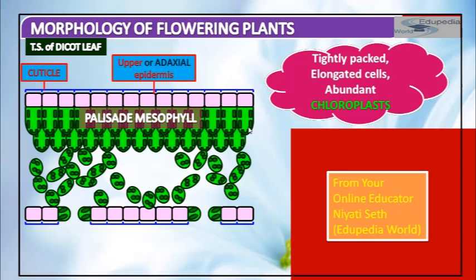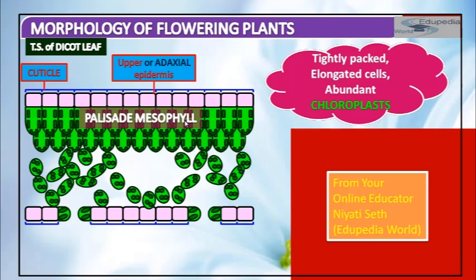There's no intercellular spaces present. The cells contain a very large number of chloroplasts. Chloroplast is abundantly found in palisade mesophyll. Mesophyll is a ground tissue that occurs between the two epidermis, first the adaxial epidermis and second the abaxial epidermis. Students, it is exclusively composed of parenchyma cells. I am talking about the mesophyll, that it is exclusively composed of parenchyma cells.